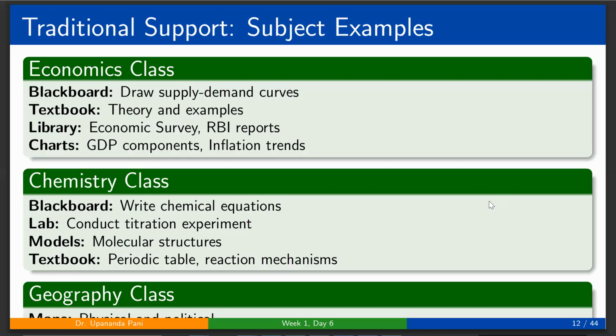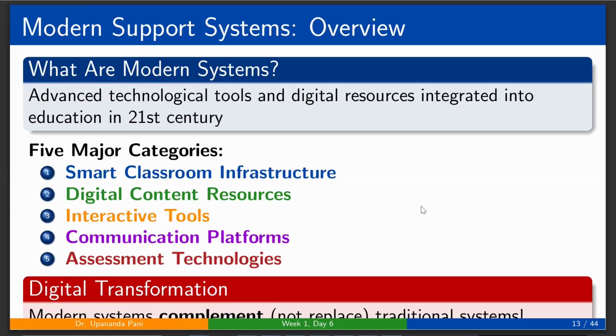Now, let's take one example. Suppose you are teaching an economics class, I can use the blackboard as well as the textbook for theory and examples. I can use the library for the economic survey and RBI reports, the charts, GDP components and the inflation trends. So similarly I can take the help of different teaching, or you can say traditional, support systems. So these are some examples.